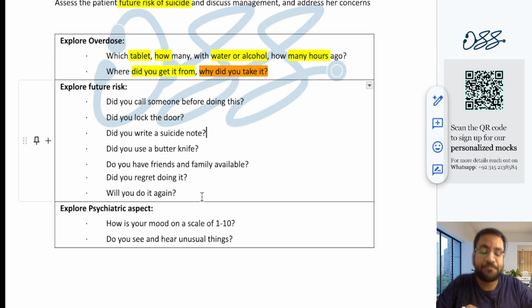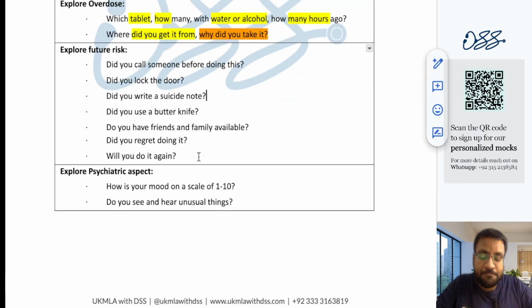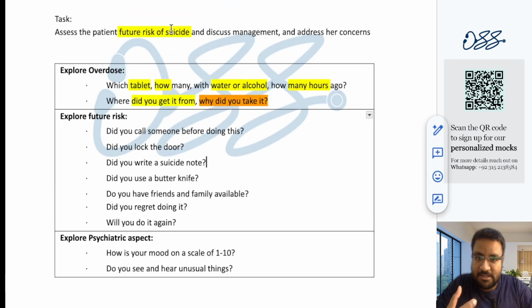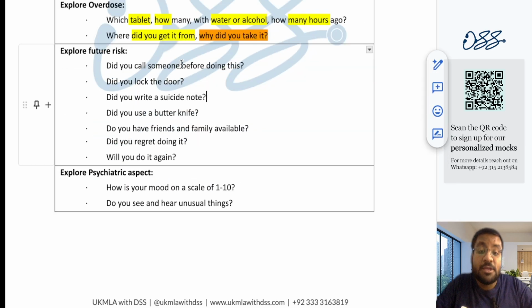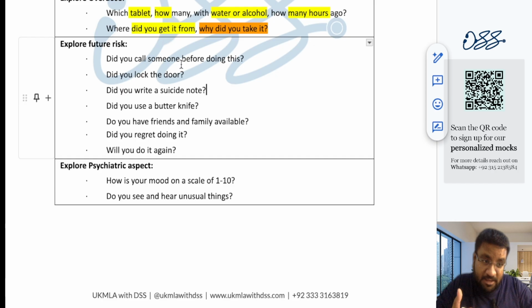All right. Now the main task, okay, as you can see, it states that you need to assess the future risk of suicide. Okay, so this is the main task that you need to be aware of. All right, and how you're going to do that? There are 7 to 8 different questions regarding this that you need to have in your mind in order to assess the future risk. Okay, and I'll tell you what the answer of each question would mean.